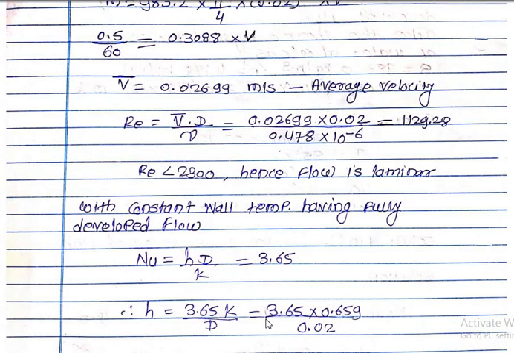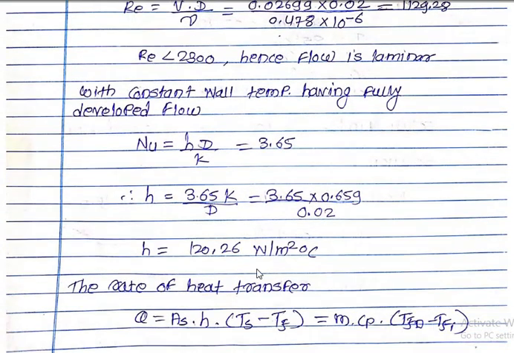The k value is provided in the properties of water at 60 degrees Celsius, and the diameter is 0.02. We have to put these values in this equation. So we will get 3.65 multiplied by 0.659 divided by 0.02, and we will get the h value as 120.26 watt per meter square degree Celsius.